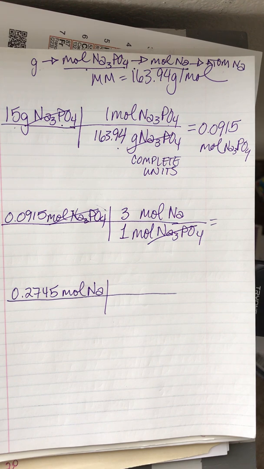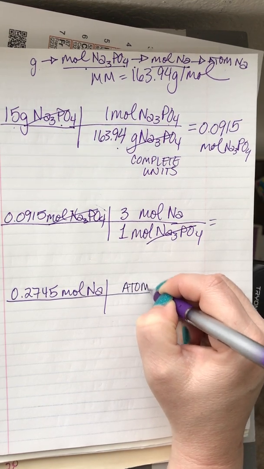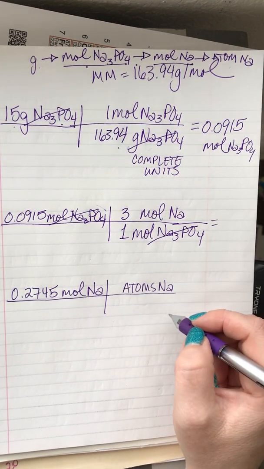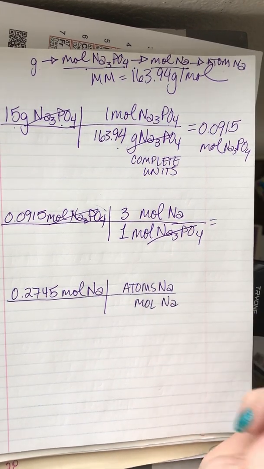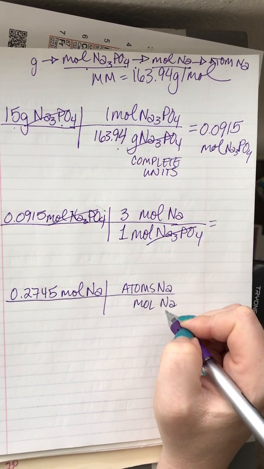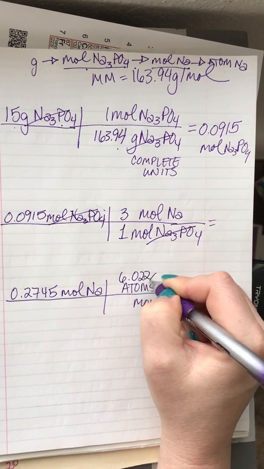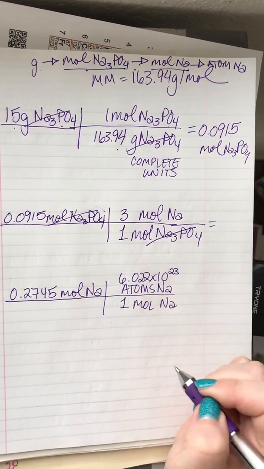So now what am I trying to get to? Sodium atoms, that's right. So I want atoms of sodium up top, and what do I want on the bottom? Moles of sodium, that's right. So this is where Avogadro's number comes in, right guys? So we have 6.022 times 10 to the 23rd atoms of sodium for every 1 mole of sodium.